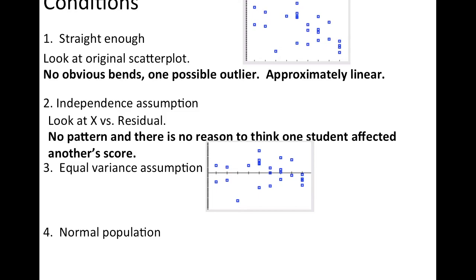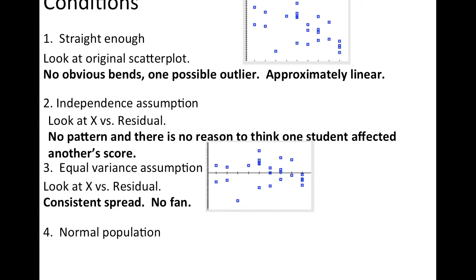For the equal variance assumption, we're still looking at the X versus residual, but this time we're looking for just a constant spread across that horizontal line that they show. I have here that there's no fan. We're not looking for everything close together and spreading out, maybe slightly, because there's more points over here, but there's no obvious fan where it comes in very tight and then spreads out. It also could go the other way. If it's spread out in the beginning and then gets tighter, that could be an issue as well.